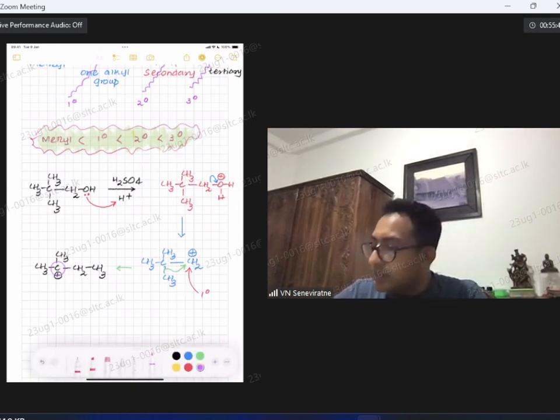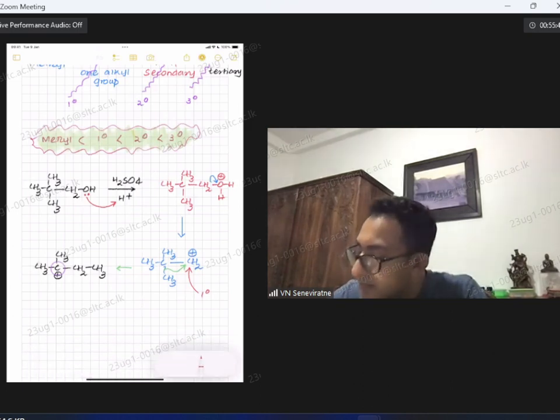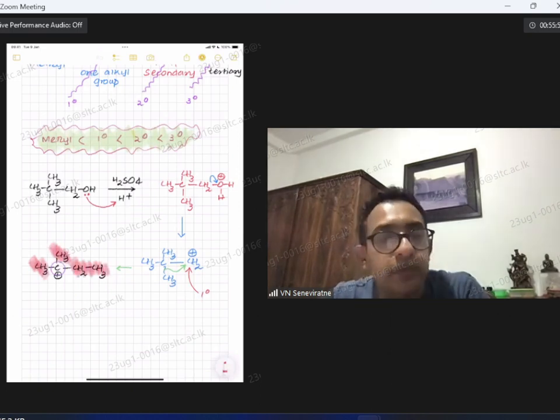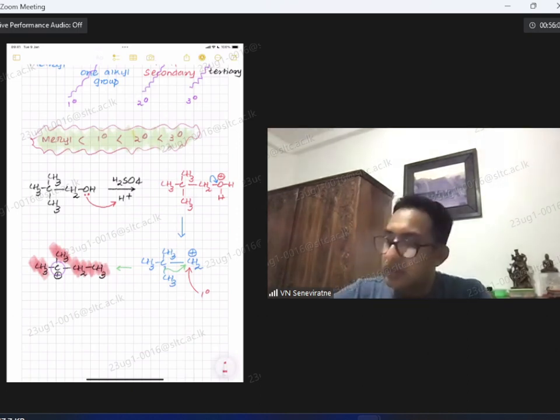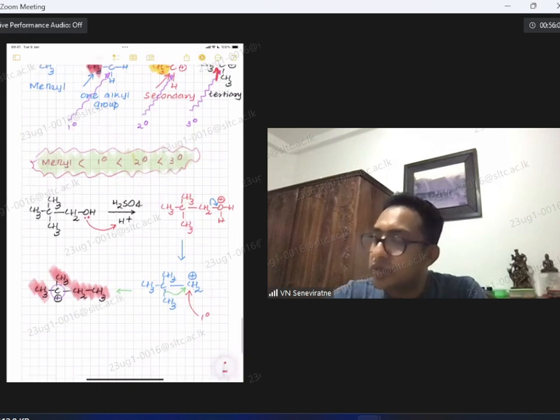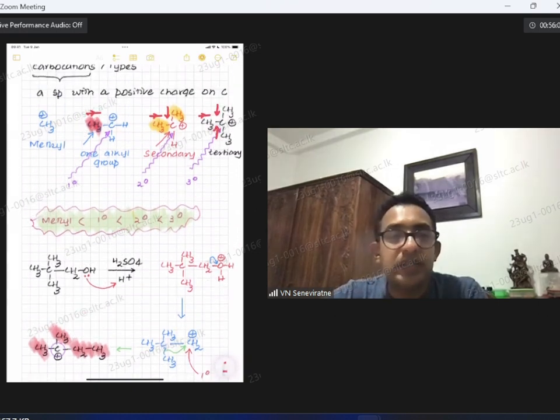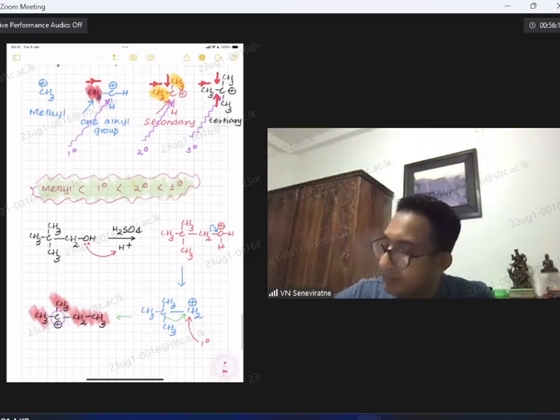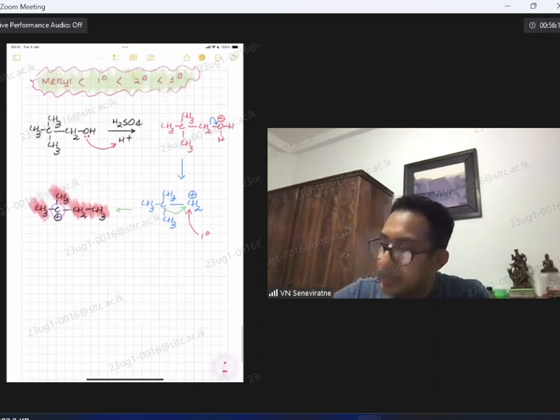Now you can see this, right? There's this CH3, there's this CH3, and there's another kind of alkyl group. So there are three alkyl groups attached. Don't you think that it looks like that? No hydrogens on the positive charge carbon. It's a tertiary carbocation. So this is called a tertiary carbocation.